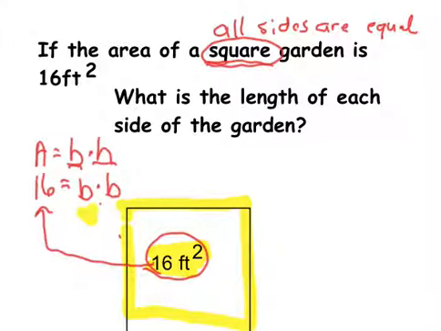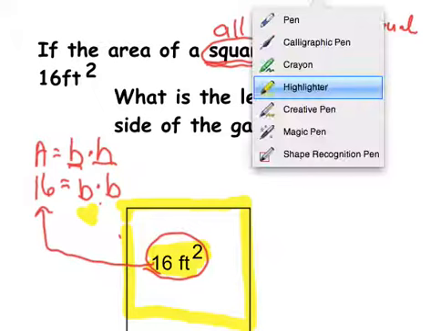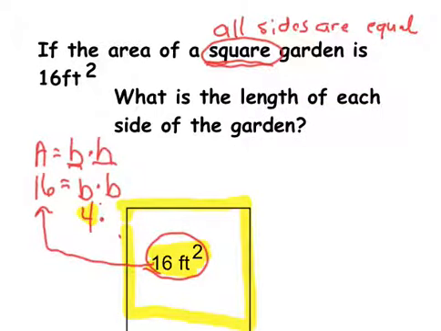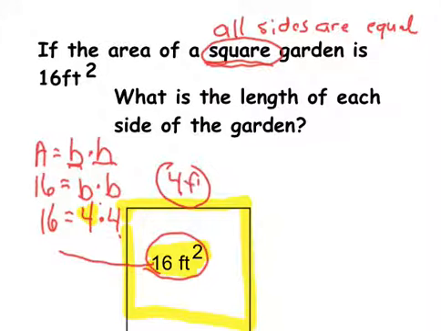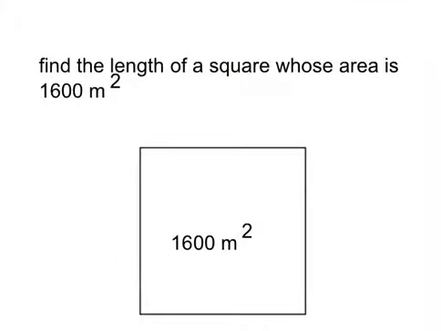I'm thinking 4 times 4. Is that the same number? Yes. So 4 times 4 is 16. So how long is a side? One side is 4 feet. I didn't put feet squared, I just said feet. Next question. This time I have an area of 1,600, and I'm supposed to find the side length.